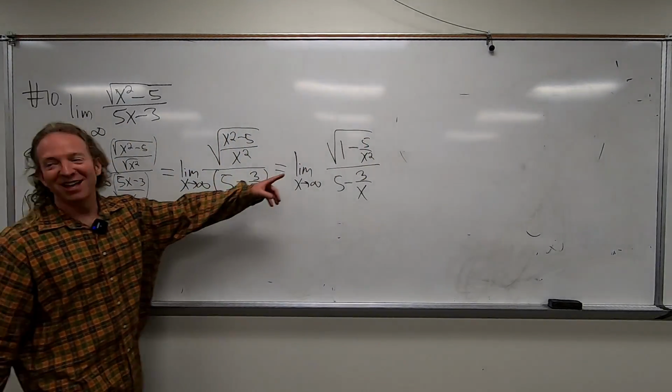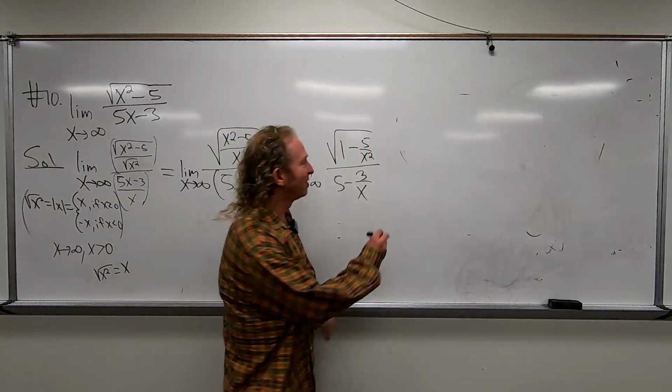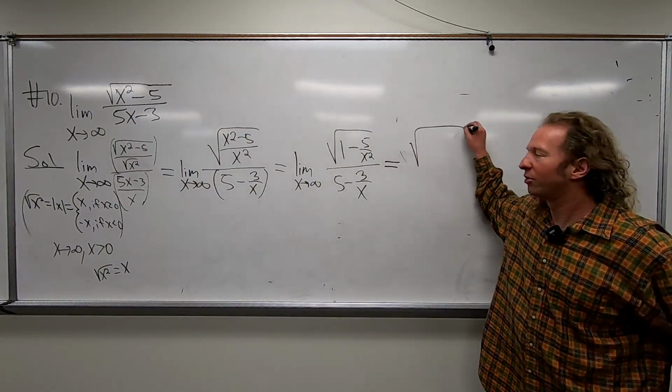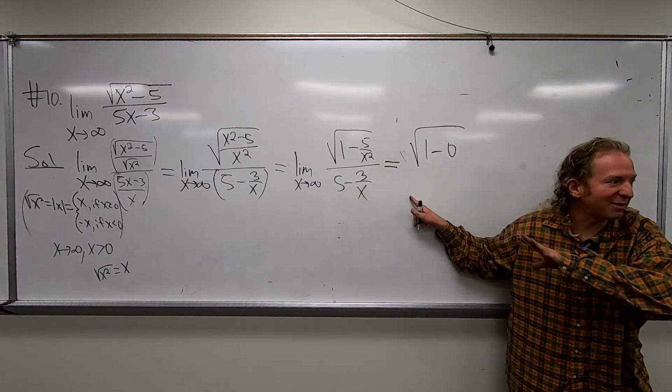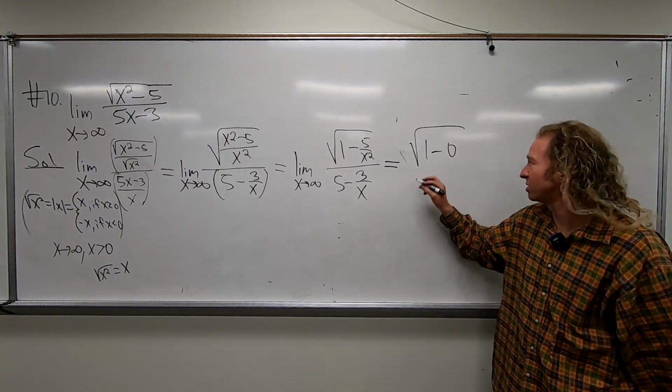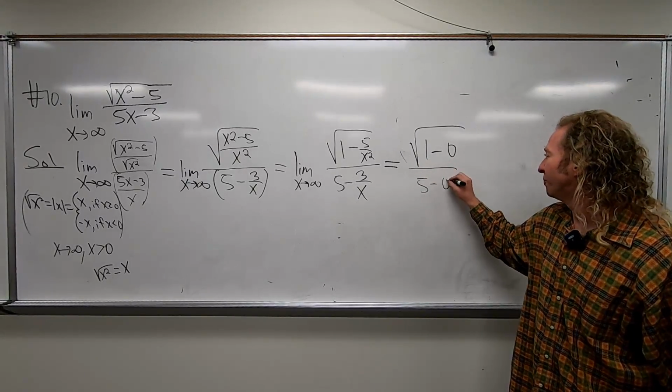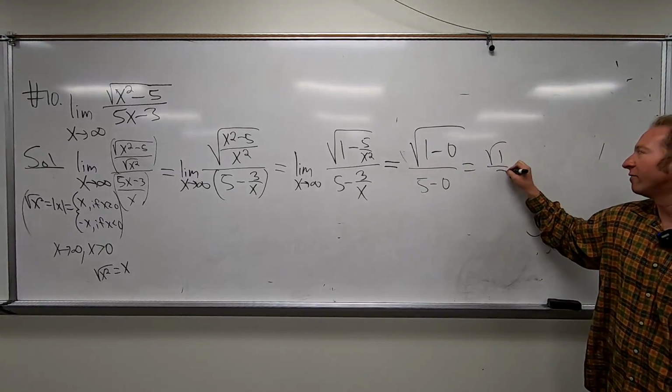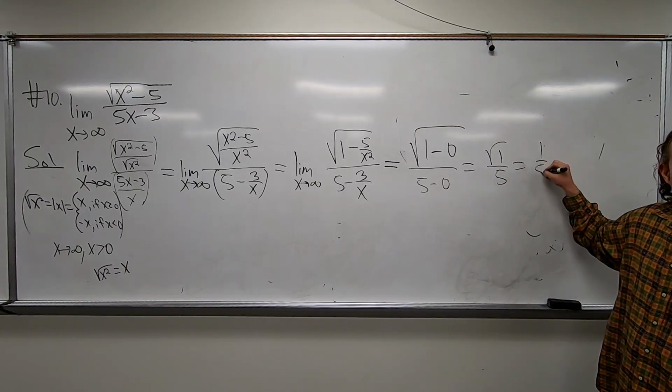So nice. This is 0 and this is 0. So it's going to be square root 1 minus 0. Notice how we dropped the limit sign, right? It's really important on questions like this. 5 minus 0. So you get the square root of 1 over 5. So you just get 1 over 5, and that would be the answer.